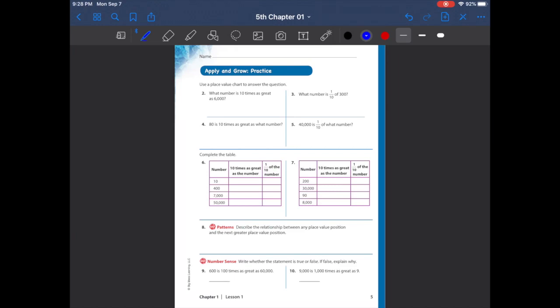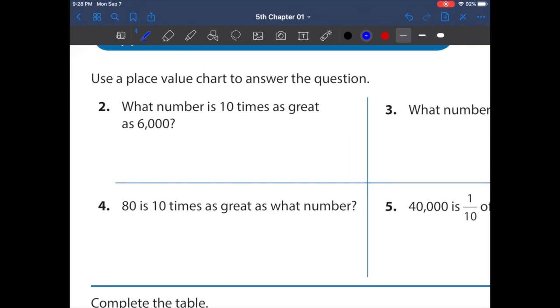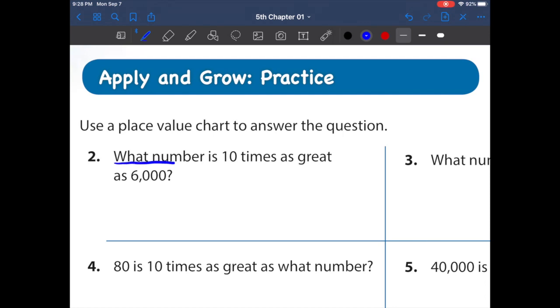In this section, we are going to try and answer several questions. All right, let's see if we can do this. The question says, what number, right? Remember when I said the word what, that usually was a line. So it says, what number is 10 times as great as 6,000? If somebody has 10 times as many things as you do, that number is going to be bigger. Oh, I just gave away the answer. And the answer is 60,000.